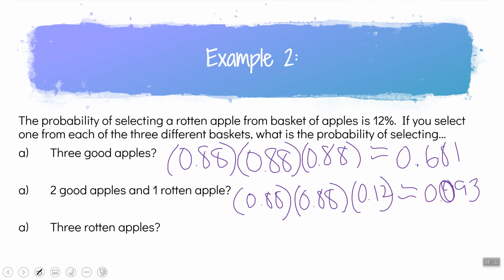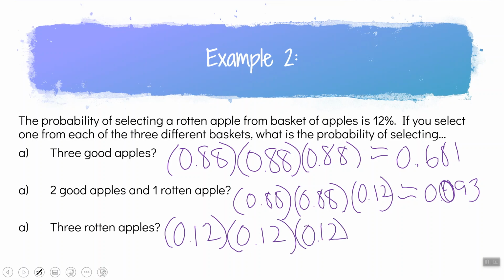What are the odds I get 3 rotten apples? Hopefully this is low. So the odds in the first basket's 12%, second basket's 12%, third basket is 12%. So we're talking about 0.001, or we could round up to 2.